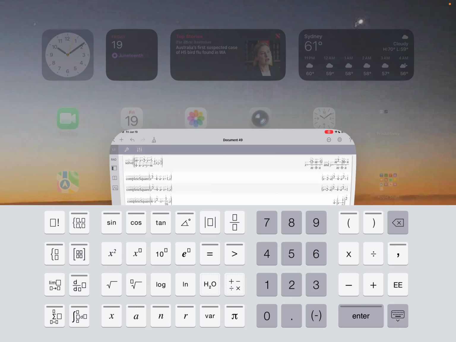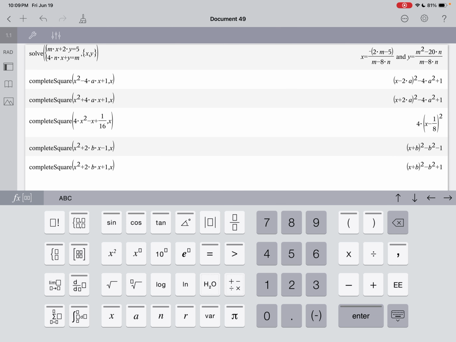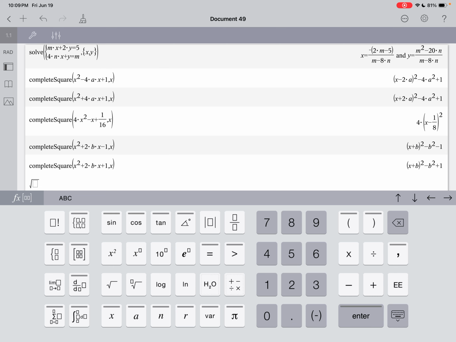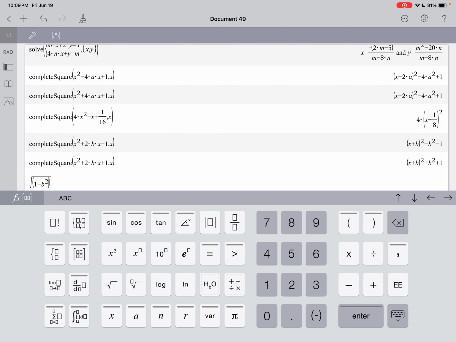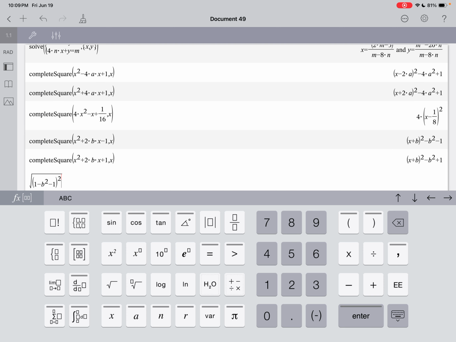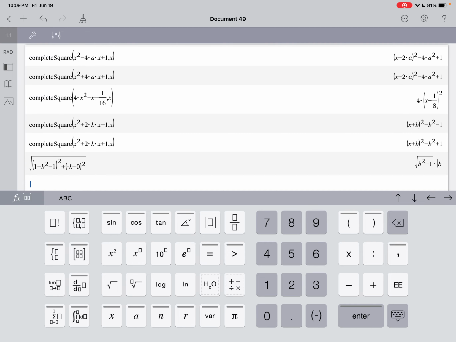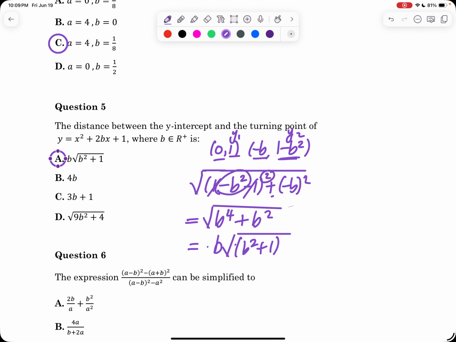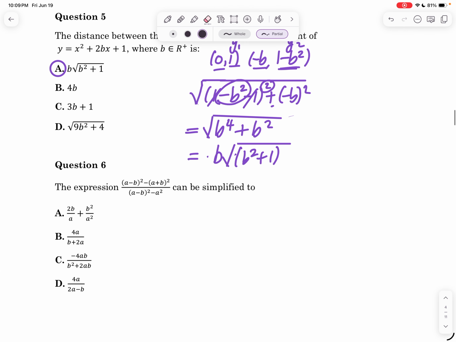You could do it in your calculator, just the square root of 1 minus b squared minus 1, squared, plus minus b minus 0, all squared. So that mod b, you don't have to worry about. The assumption is b is greater than 0, so that's the one that looks the same. That's how you're supposed to know.